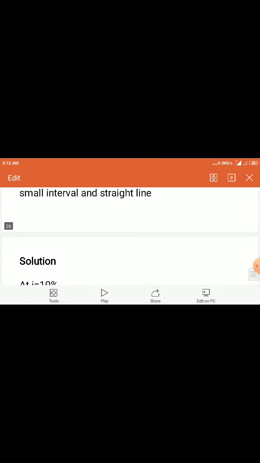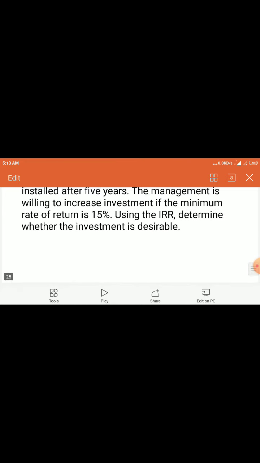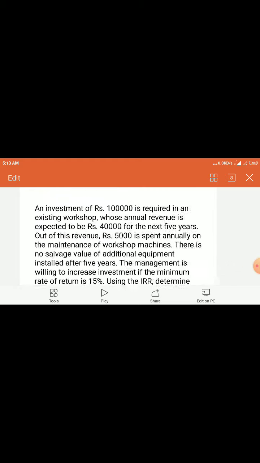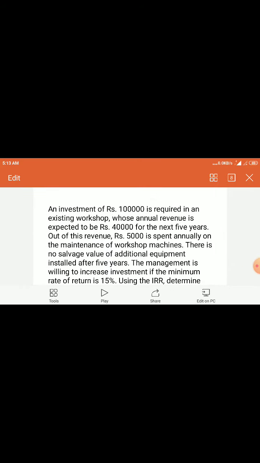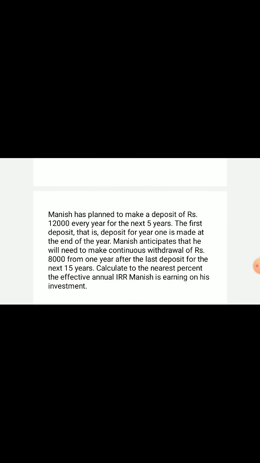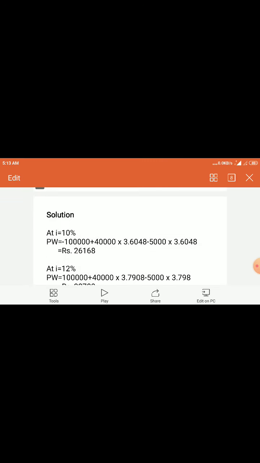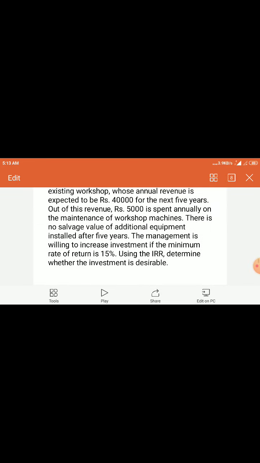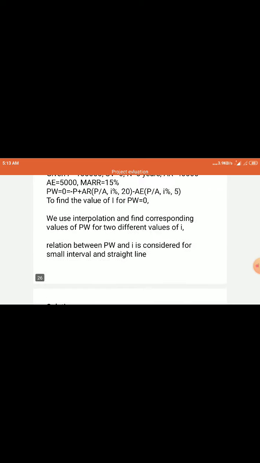Now we are discussing this example. In the last video, we went through the first numerical. This is the second numerical. So here, what are the given conditions? What are the given values?